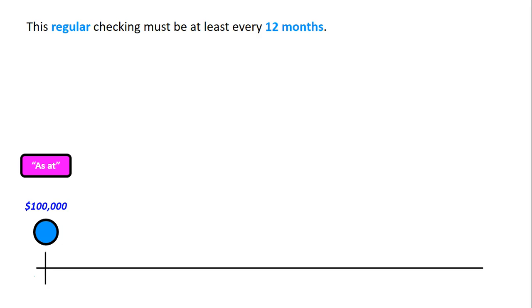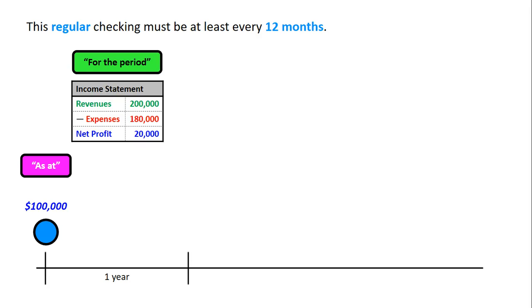So let's get this back to basic accounting. We start a business with $100,000 of owner's equity. As at the start of the business, owner's equity is $100,000. A year goes by. For the period ended, we have an income statement. It had revenues of $200,000, less expenses of $180,000, equals net profit of $20,000. So that would mean, as at the end of year one, owner's equity would go up from $100,000 by $20,000 to finish at $120,000. In year two, we started as at a balance of $120,000 of owner's equity.